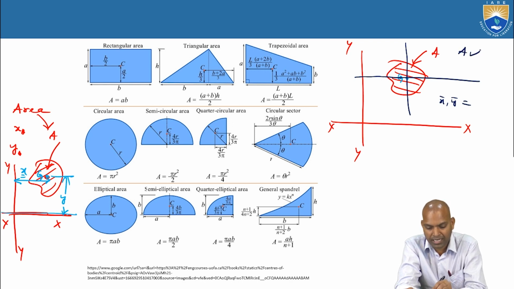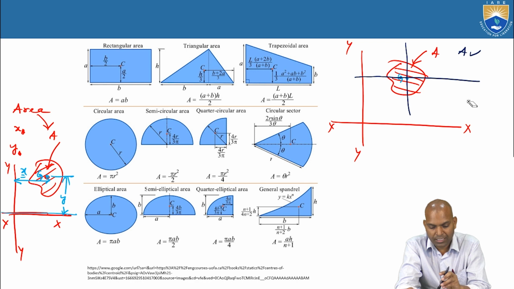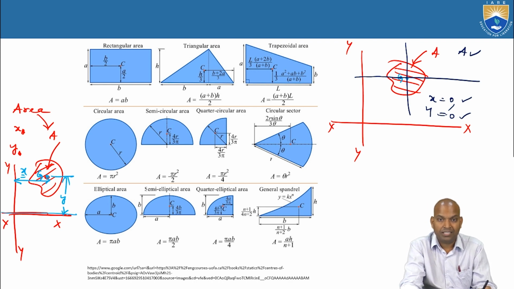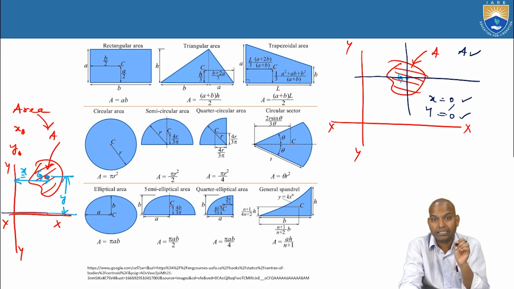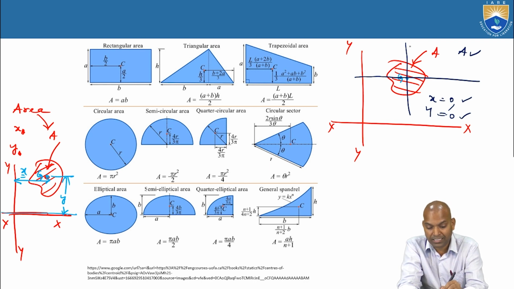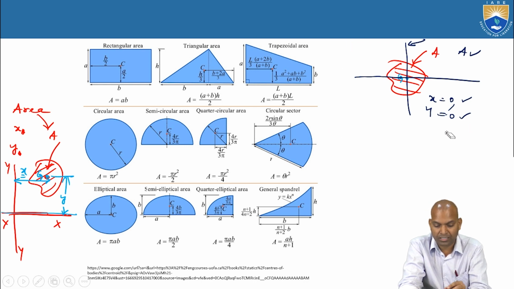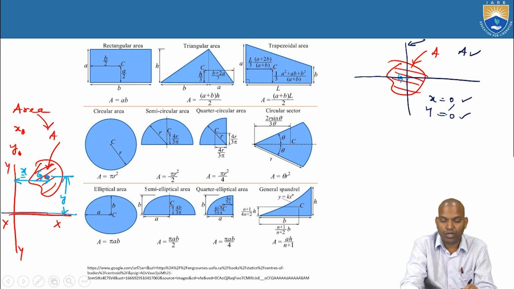Here the area is A. To understand, it is very simple. What is x here? The horizontal axis passes through the centroid, so x equals 0. What about y? y also equals 0. What is x meaning? The distance of the centroid. Here these are the reference axes. For this case, these reference axes are passing through this centroid point.